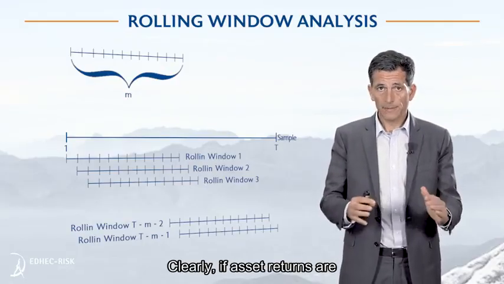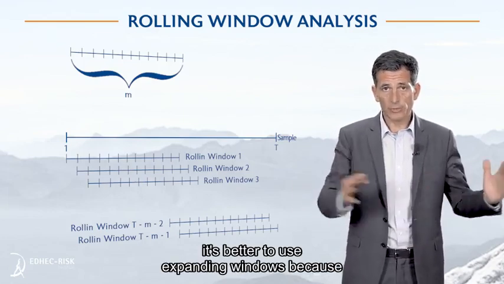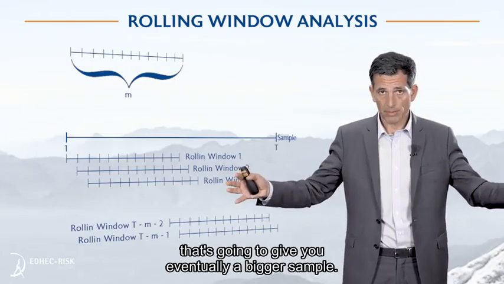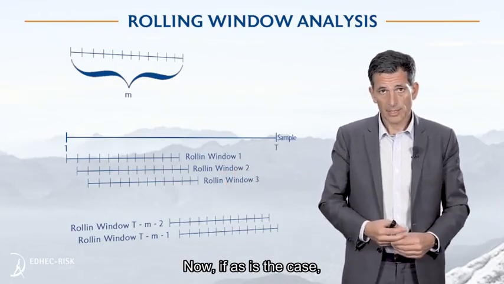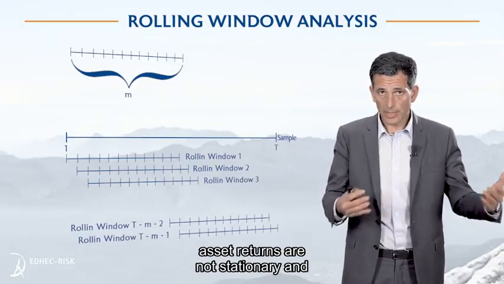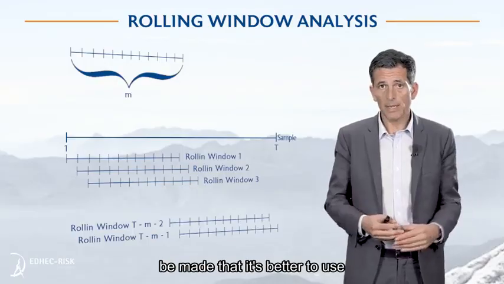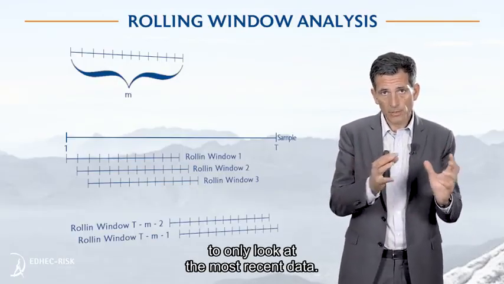Clearly, if asset returns are stationary and volatility is constant, it's better to use expanding windows because that's going to give you eventually a bigger sample. Now, if, as is the case, asset returns are not stationary and volatility moves around, well, then there's a good case to be made that it's better to use a rolling window so as to only look at the most recent data.